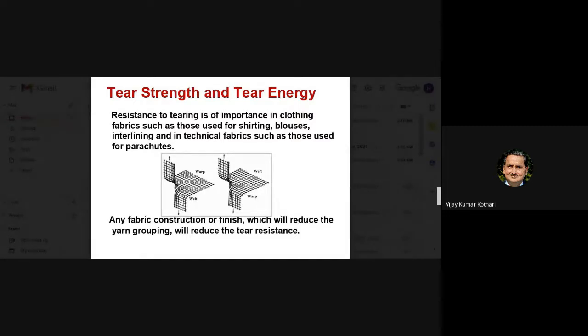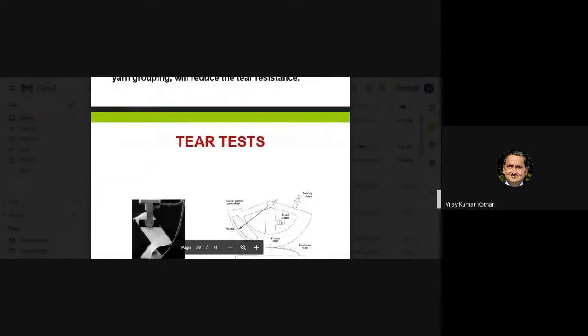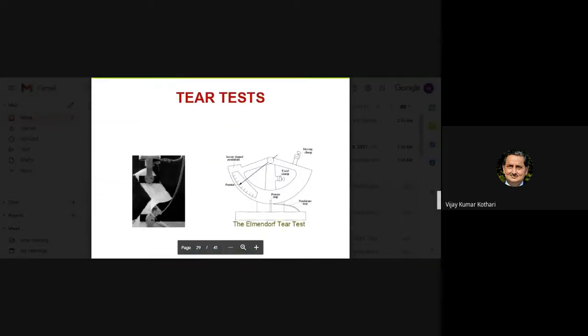So if you apply the tear load, and if you can really break one yarn at a time, then the tear strength of that fabric is going to be very poor. Whereas if the yarn fabric structure is loose and the yarns have more strength, then it will allow the yarns to group together, and instead of breaking one yarn at a time, you would really be breaking many yarns as a bundle, and therefore you will end up getting much higher tearing strength.